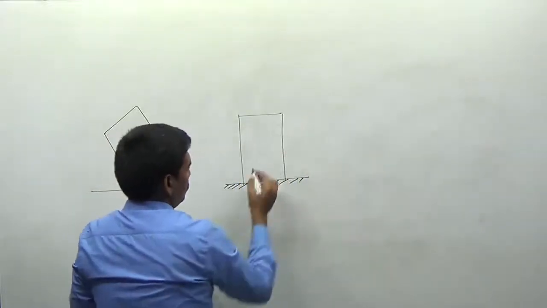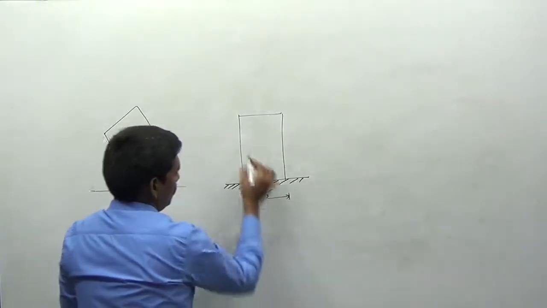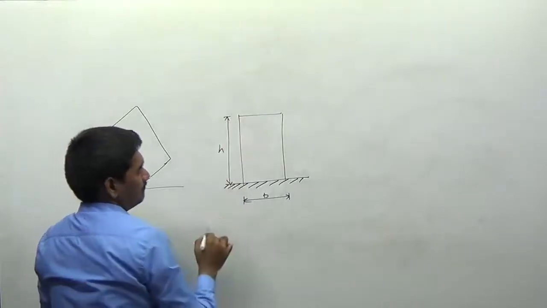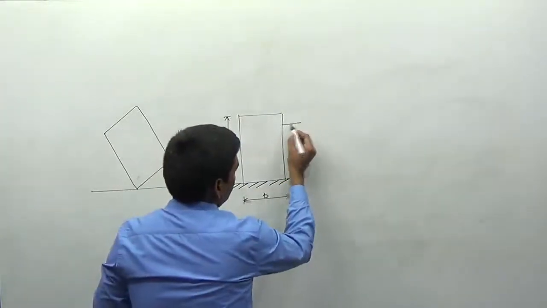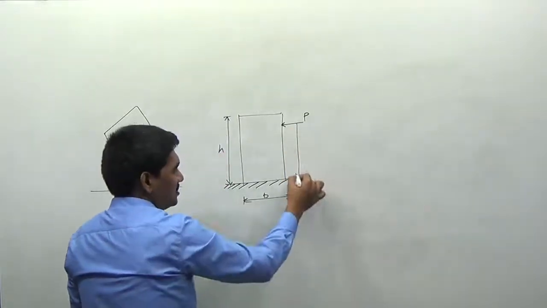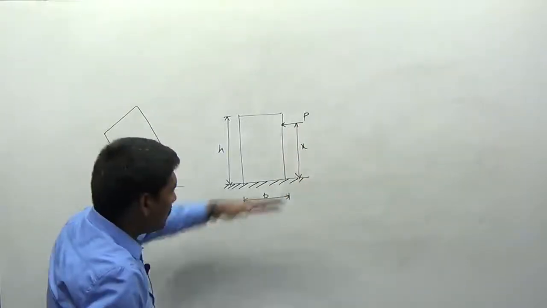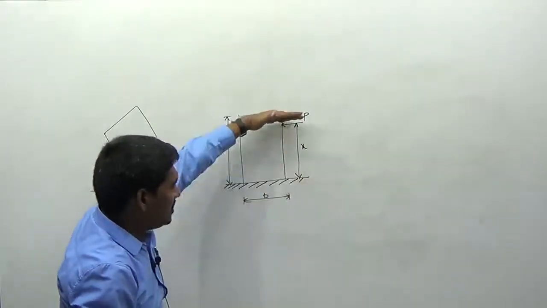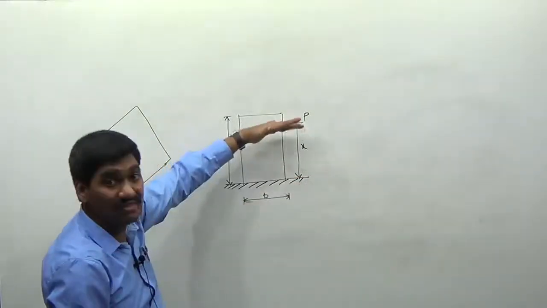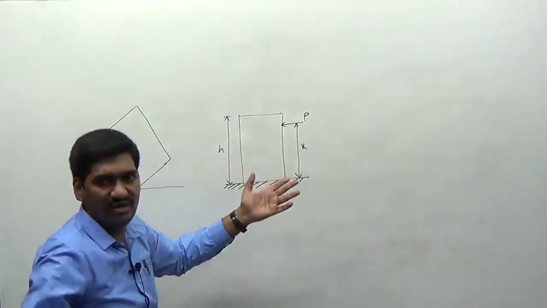Height H. Let us assume that at this position I am applying a force P at a distance of some x from the horizontal. I am applying the force P at a distance of x from the ground level such that at this position the block will tip over. Just assume, you can understand clearly.